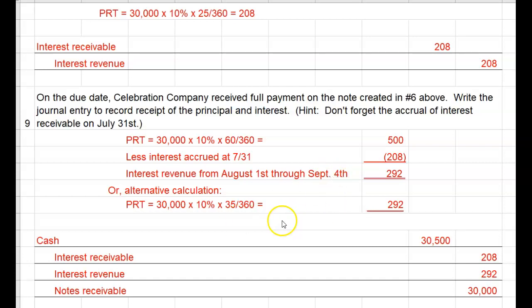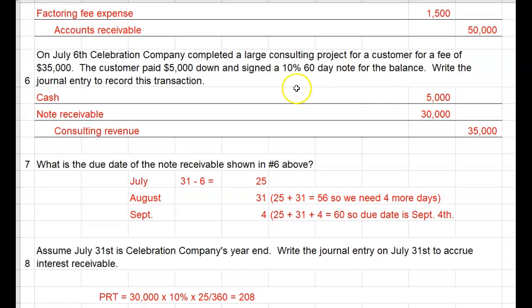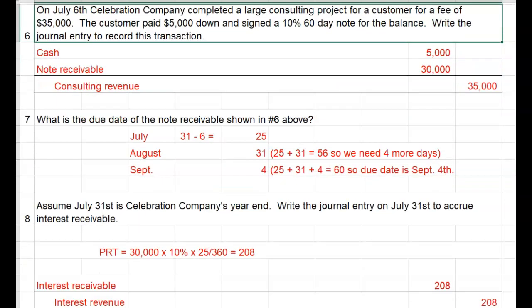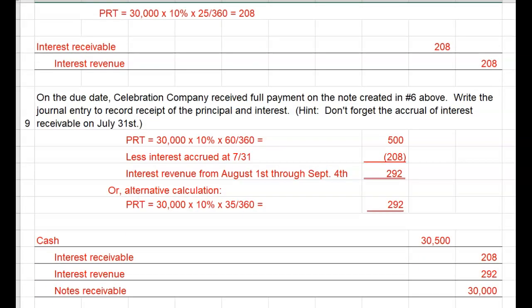There are a couple of ways this calculation could be done. The first way is I said, okay, well, let's figure out the full amount of interest that is due on this note. And remember that it is a $30,000 note with 10% simple annual interest for a 60-day period. So the full amount of interest to be received on this note is $30,000 times 10% times 60 divided by 360, and that equals $500.